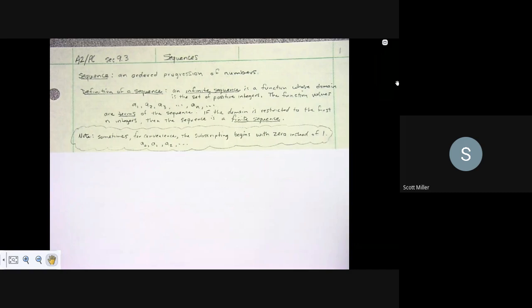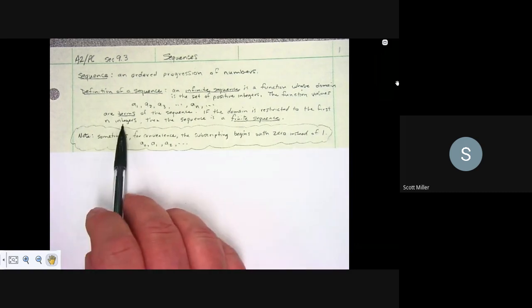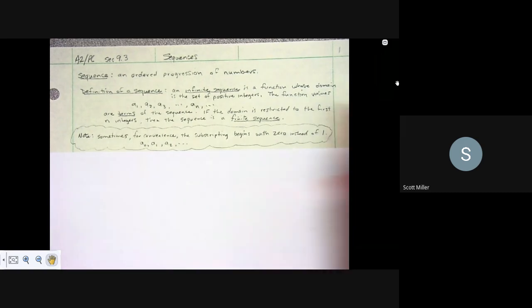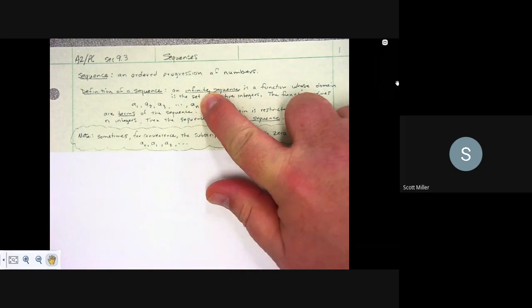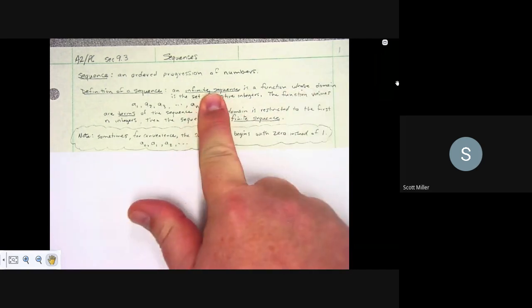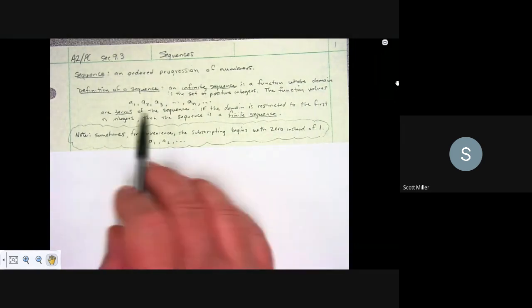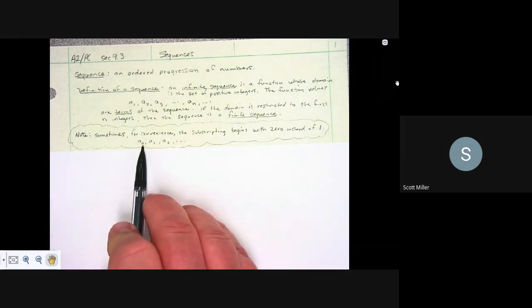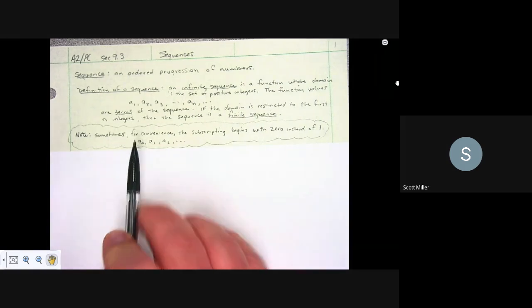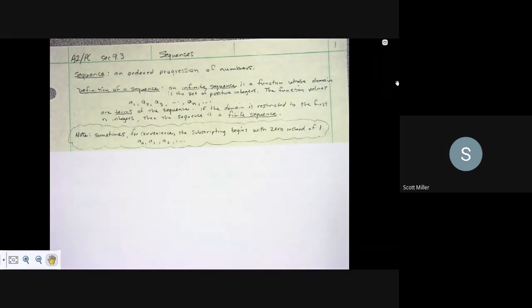If the domain is restricted to the first n integers, so if it stops here, then the sequence is a finite sequence. That means it stops. If it keeps on going, then obviously it's an infinite sequence. Sometimes for convenience, they'll start the first term at A sub 0 instead of A sub 1. You'll see that periodically, okay? But it doesn't really change the sequence at all.